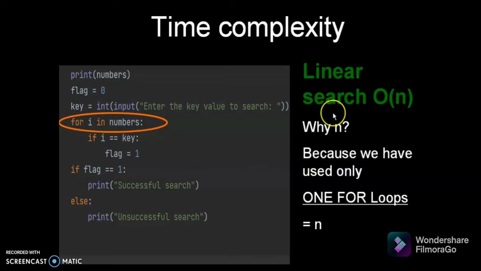So here in linear search we are using only one for loop. That is why our order of value is only n, from i equal to 0 to n. n is the maximum number of elements. So we are using only one for loop, that is why it is called order of n. The time complexity for linear search is order of n.